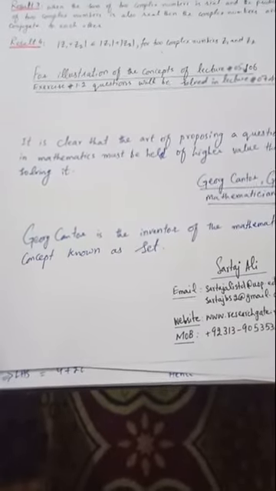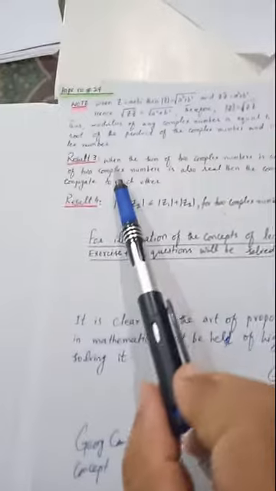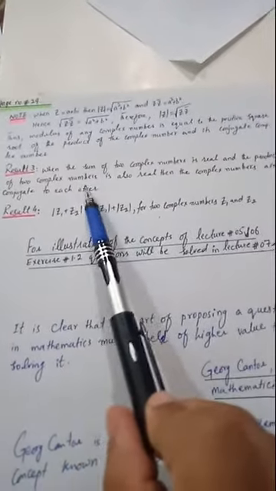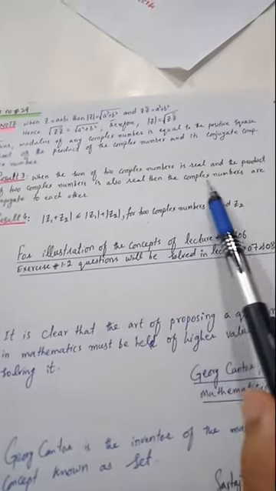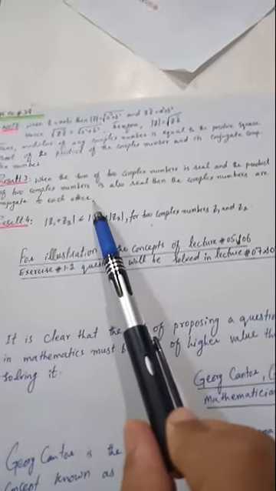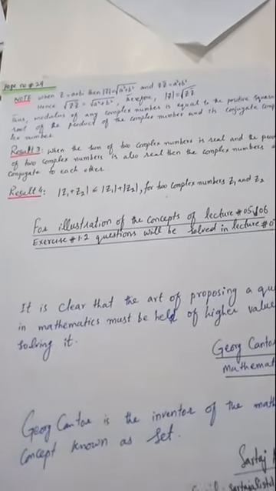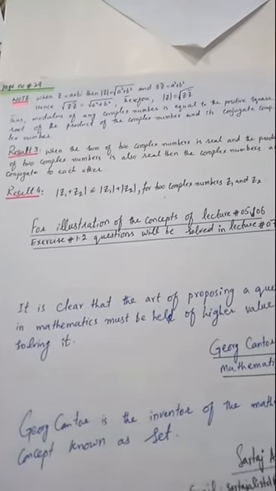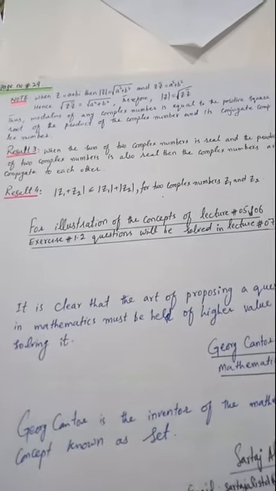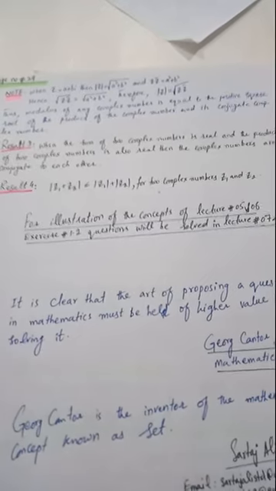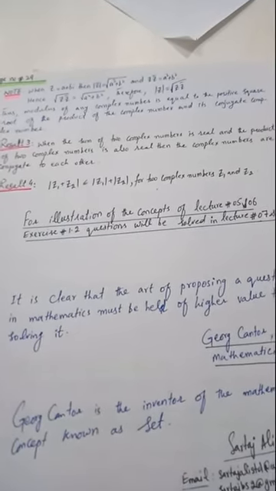So this is important. Result number 3: when the sum of two complex numbers is real and their product is also real, then the complex numbers are conjugates of each other. Meaning, when you add two complex numbers and get a real number, and when you multiply them and also get a real number, note that those two complex numbers must be conjugates of each other.